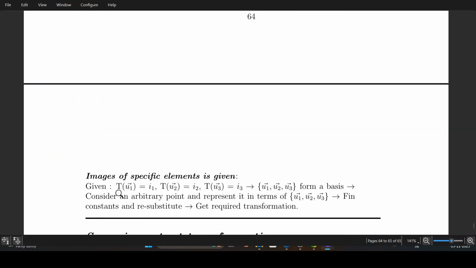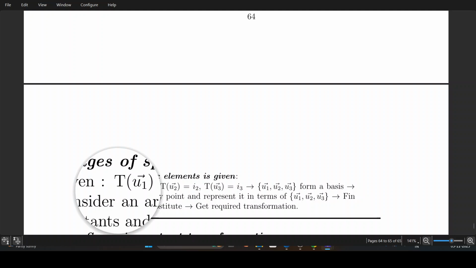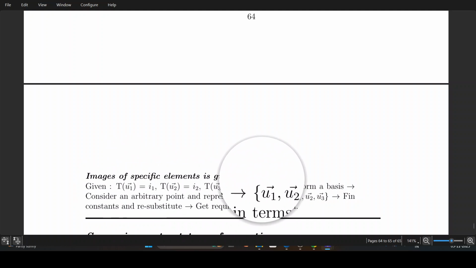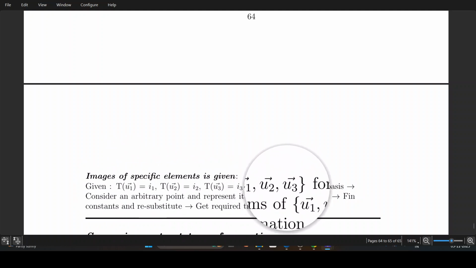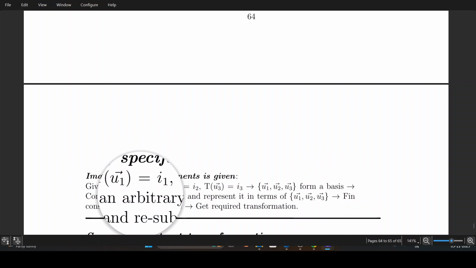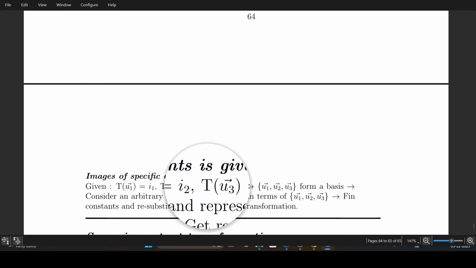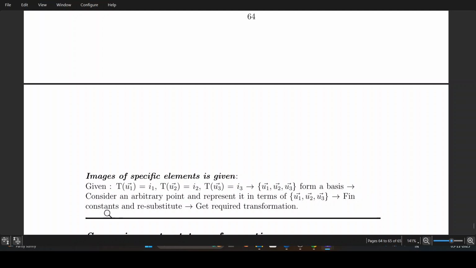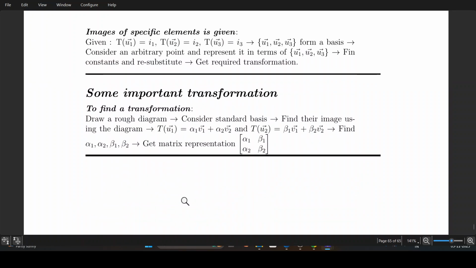Then this is the example which we have discussed before, but still I will discuss the algorithm. So if images of specific elements are given, like suppose u1 is an element, its image is i1, and so on, then the elements will form a basis. Then consider any arbitrary point and represent it in terms of these elements. Then find constants and resubstitute, and hence get the required transformation.